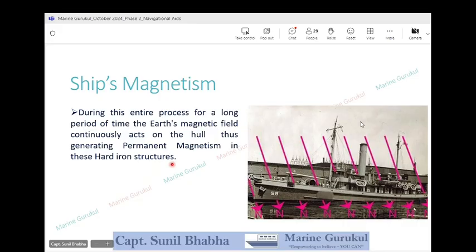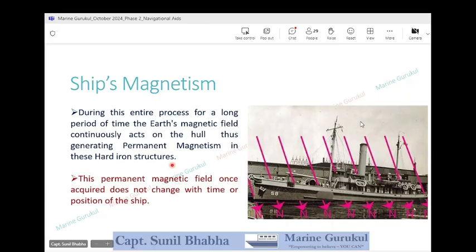So all these things, when they are happening and we are working upon this particular deck plate, the Earth's magnetic field is acting on that deck plate in one particular orientation. And this Earth's magnetic field acting on it during all these jobs or work being done generates a permanent magnetism in these structures. Since a lot of working upon is being done, they are hard iron structures, and the Earth's magnetic field generates a permanent magnetism in these hard iron structures.